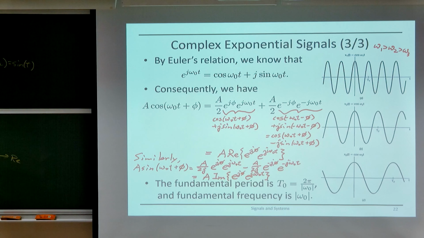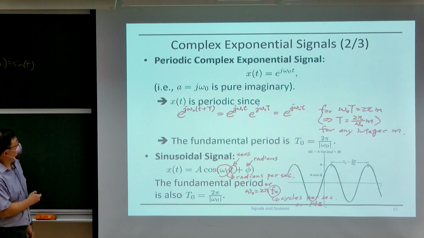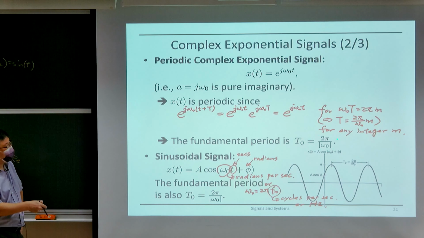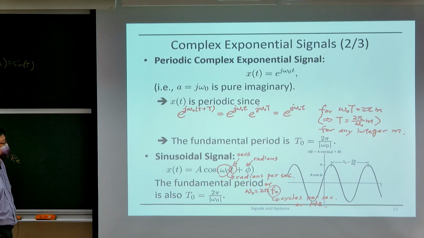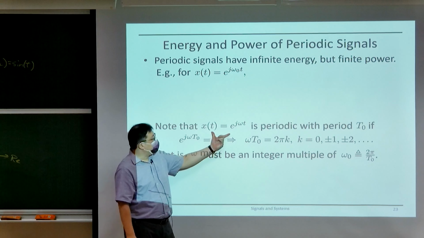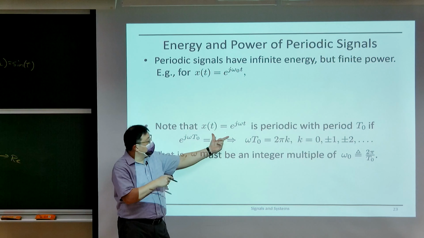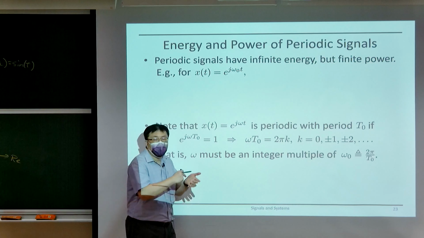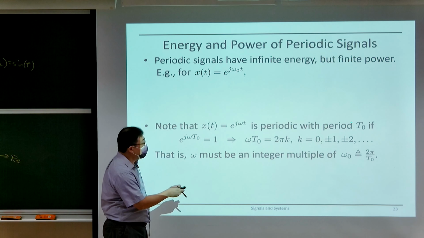I know that my time is up, but let me talk about one more thing for you to think about over the weekend. Here we start out with a fixed omega naught. We say that if we choose A equal to j omega naught, then we have a periodic signal with period that is 2 pi over omega naught. Now let's suppose that this complex exponential is periodic with period T naught. So when can a complex exponential be periodic with period T naught?